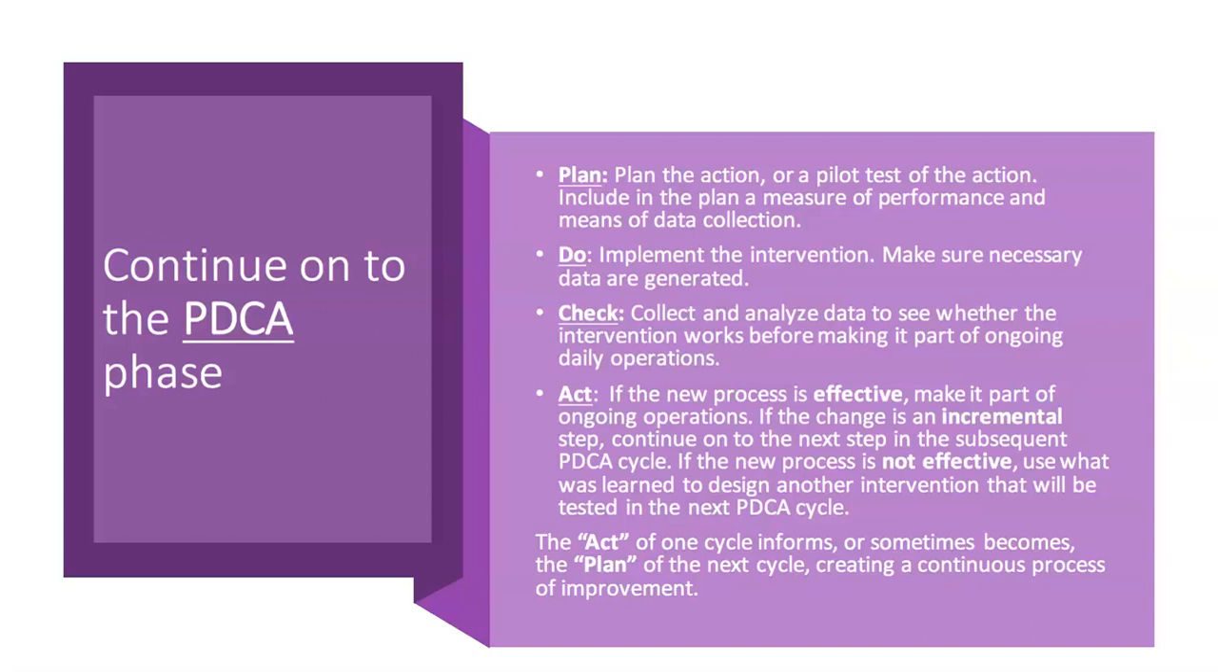You implement it. Implement the intervention. Implement the process change. Implement changes in responsibilities, whatever is necessary, and begin collecting your data. Check. Analyze your data. Is the intervention working? Don't wait forever. Don't wait 6 months to figure that out. Have a good data measurement that will give you pretty quick feedback.